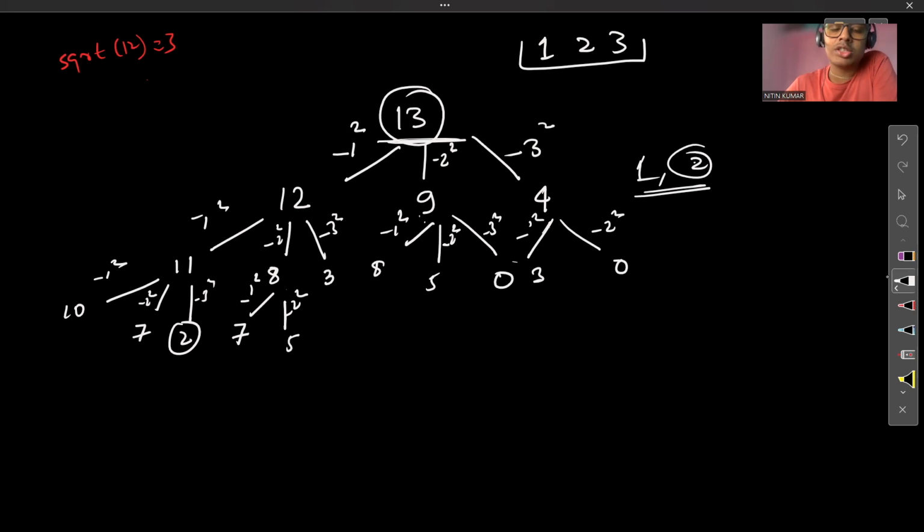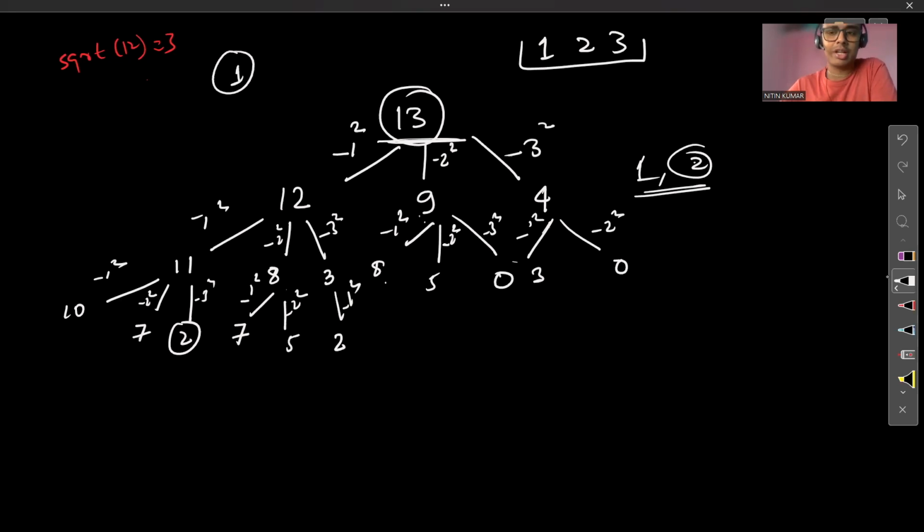Again, this 3, you can see. When I take the square root of 3, the value is coming as 1. So only 1 square will be subtracted. So now the value is 2. Understood this? Now again, take this for this one also.